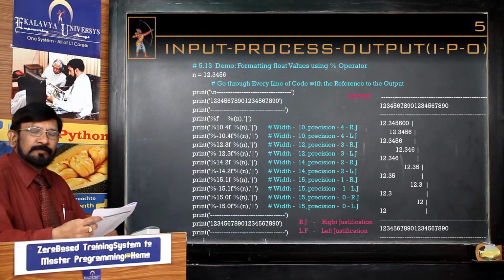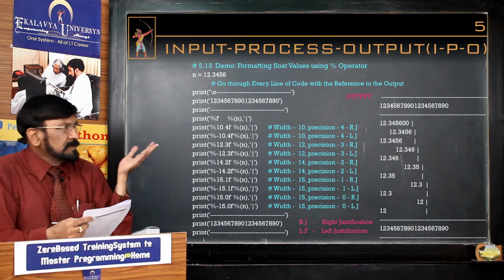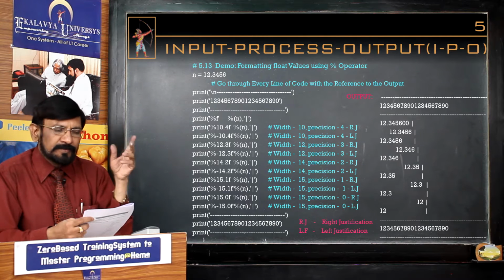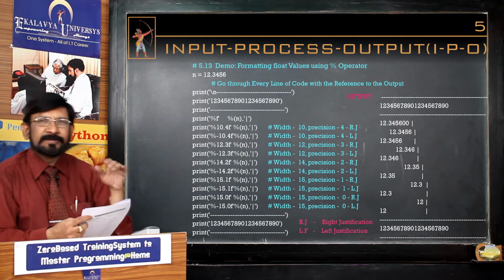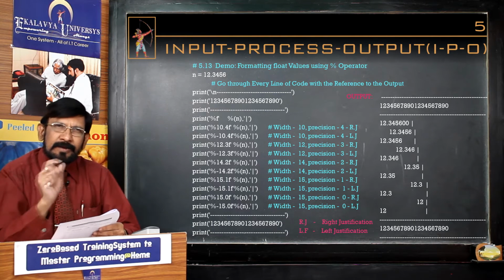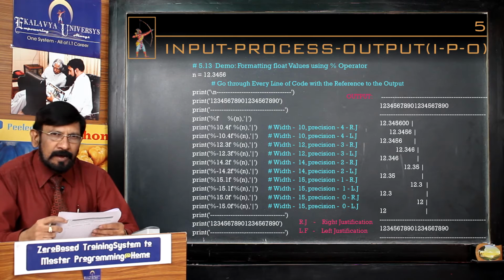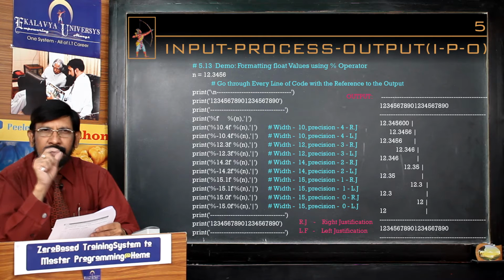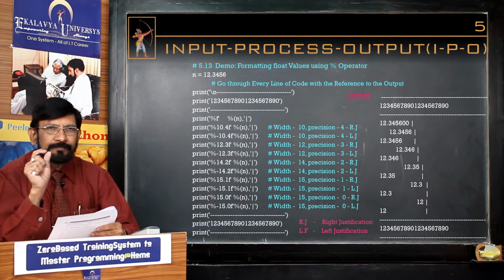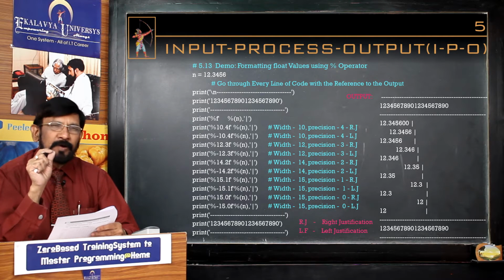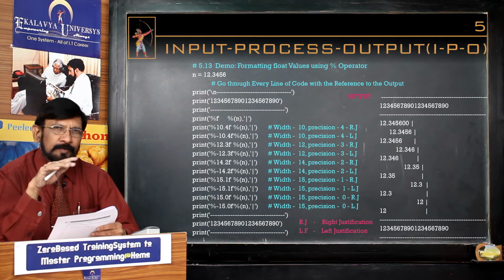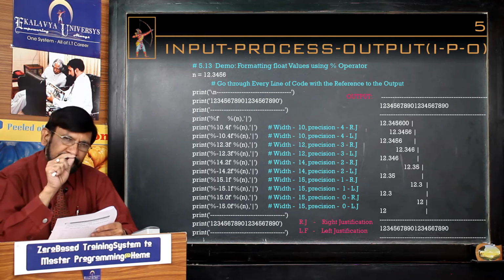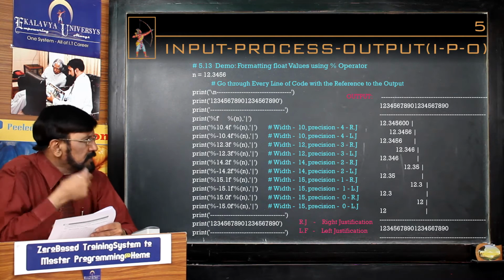Thereafter 10.4. 10.4 means 10 spaces are to be allocated and precision 4 digits, that means 3, 4, 5, 6 are printed with the right justification, and left side blank spaces are left. And next minus 10.4. What do you mean? 10 spaces are to be allocated for the number, and after decimal point 4 digits are to be printed. Those are 3, 4, 5, 6, and the number should be printed with a left justification. On the right hand side the spaces are to be left.